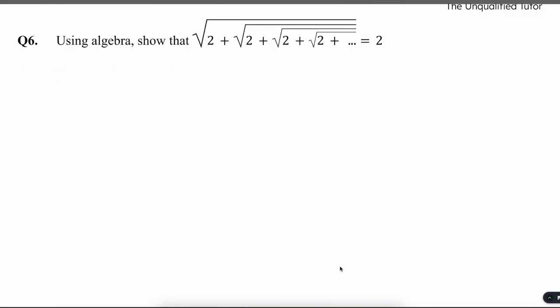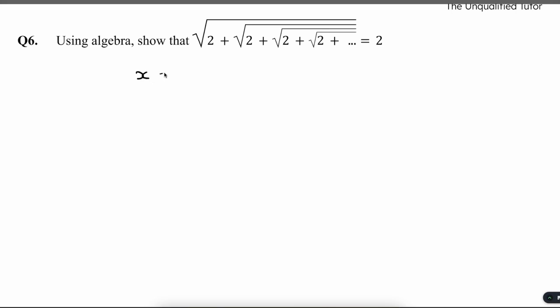Question 6. Using algebra, show that root 2 plus root 2 plus root 2 plus root 2 plus ... equals 2. So this dot dot dot is meant to symbolize going off to infinity, just like in, I guess, recurring decimals. And just like in recurring decimals, we can use algebra to work out the exact value of this.